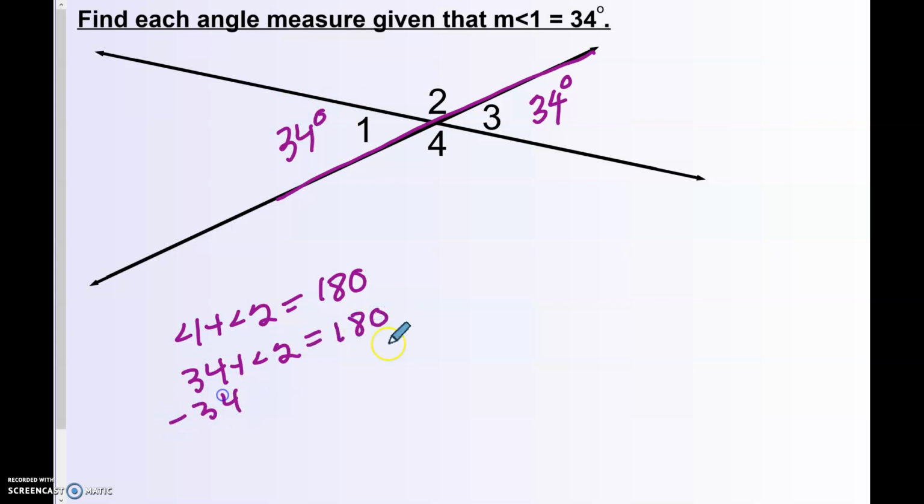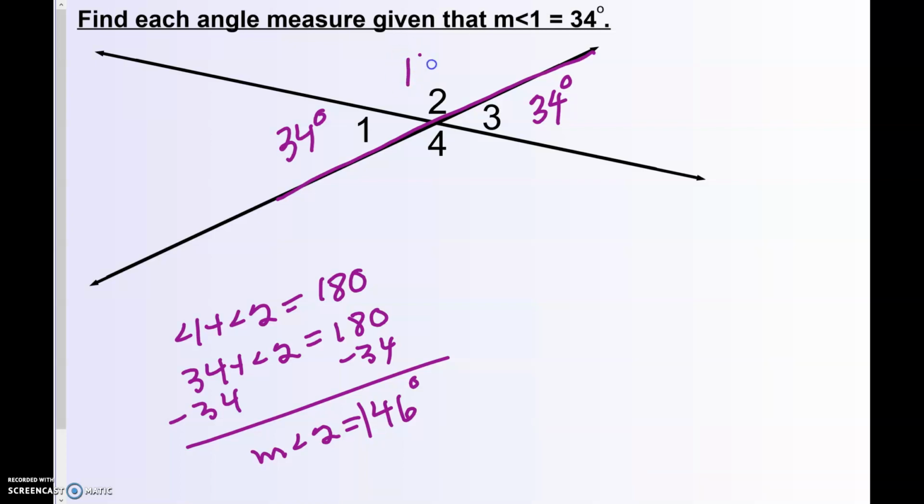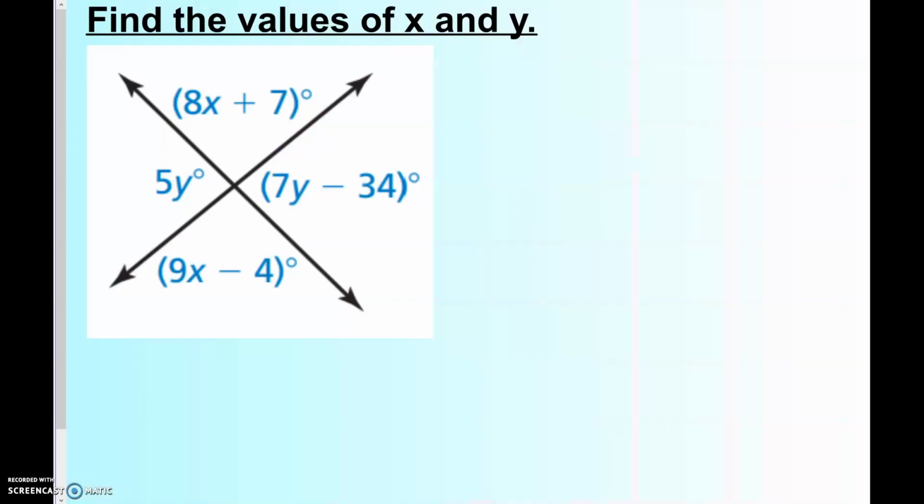And now by subtracting 34 from both sides, we can get the measure of angle 2 to be, what's that, 46 degrees? How about 146 degrees? Wow, almost off there by a lot. So 146 degrees for the measure of angle 2. And angle 4 is vertical to that, so that is also going to be 146 degrees. All right, so now moving on.